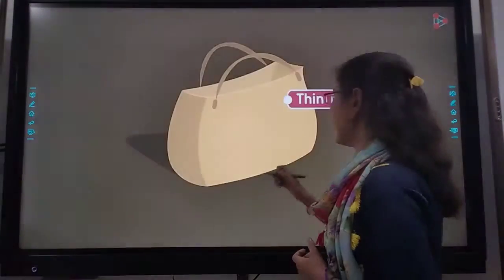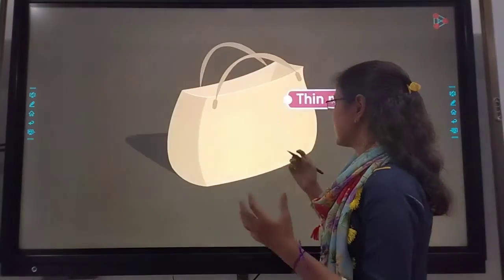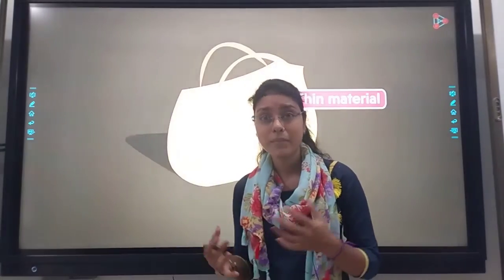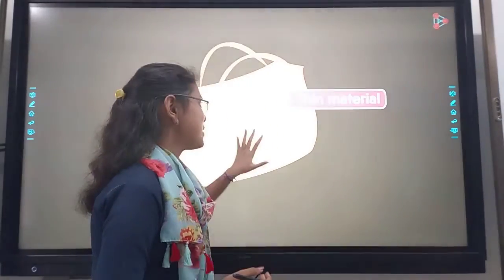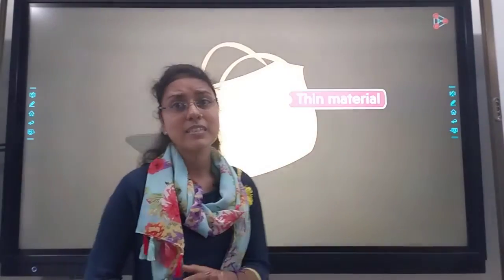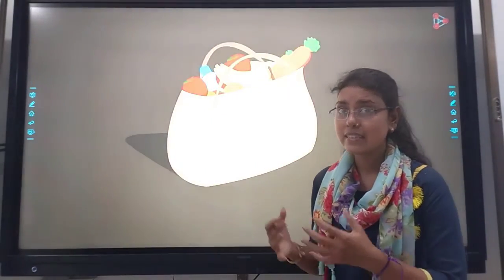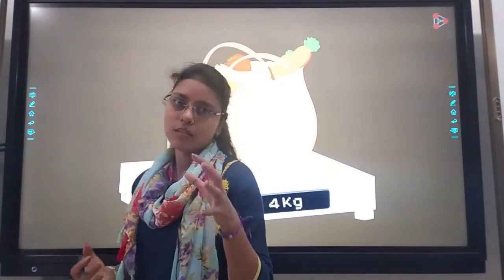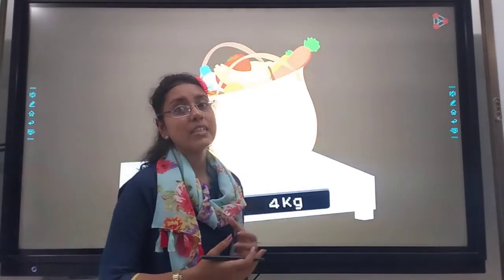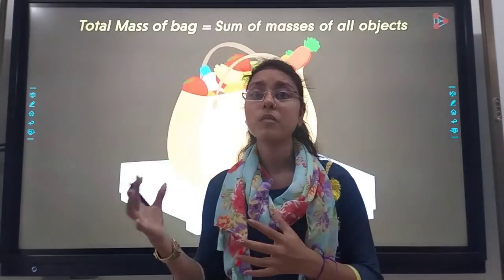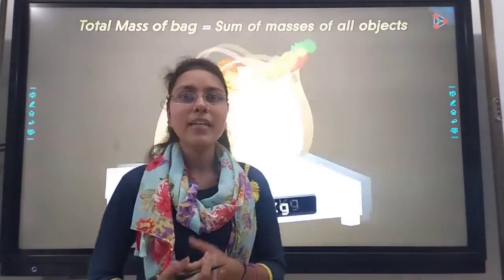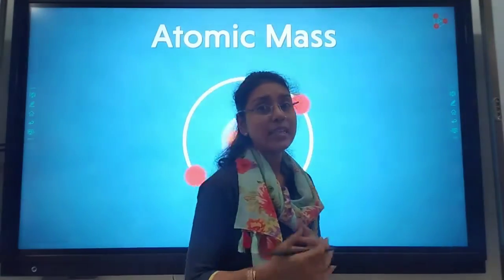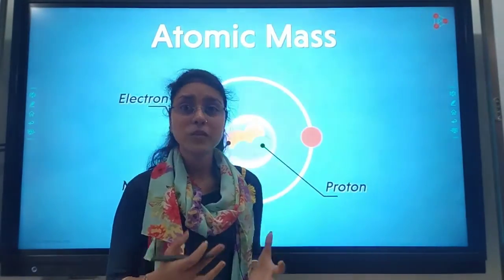So let us consider a thin bag which does not have a considerable mass, or an ignorable mass. If we put some substances in it and put that container on a weighing machine, then the mass we see will be nothing but the combination of all the stuff we have kept in that particular bag, right? Similarly, an atom has an atomic mass that is nothing but the combination of electrons, protons and neutrons.